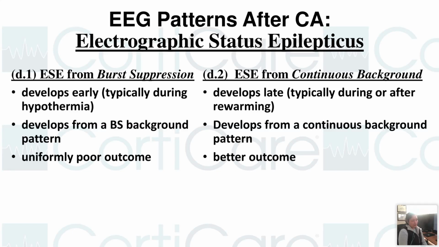Now, another kind of electrographic status epilepticus develops from a continuous background. It develops a little later. It starts to appear when the patient is getting rewarmed or is fully warm, that means at normal body temperature. This pattern, when it comes, reacts to anti-epileptic meds. So the outcome is better.